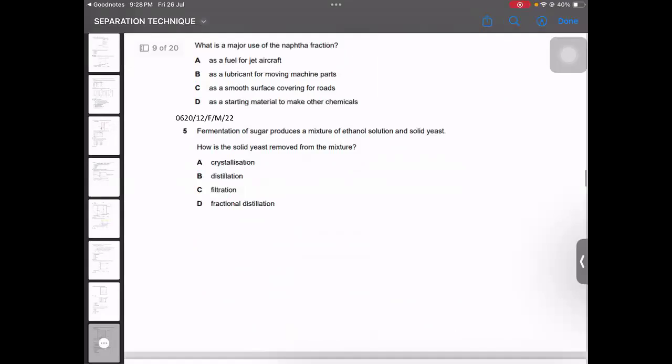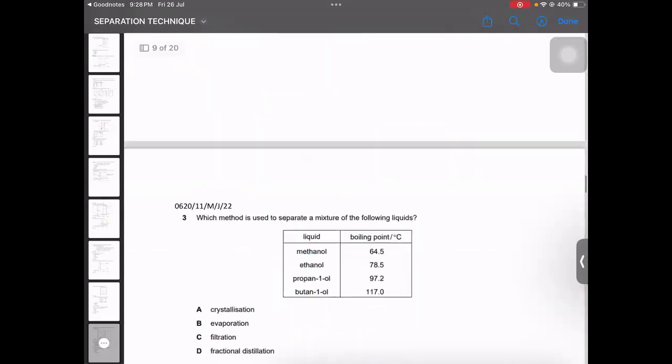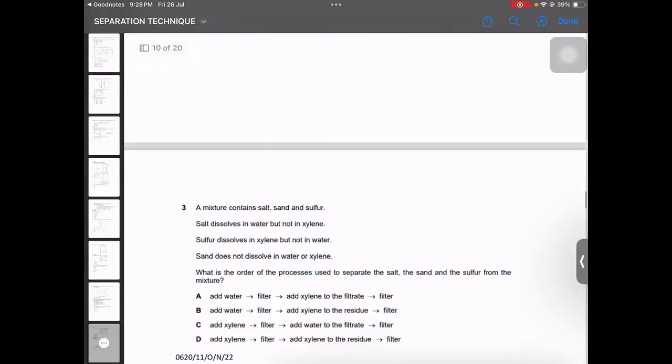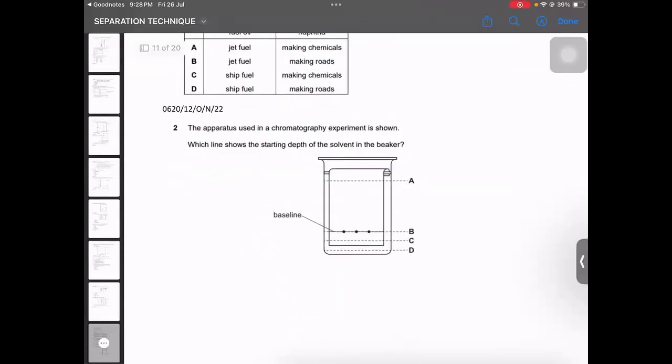Now see this question. Sir, can I answer? Yes. C for cat. The answer is C. Which line shows the starting depth of the solvent in the beaker? It must always be below the baseline on the paper.